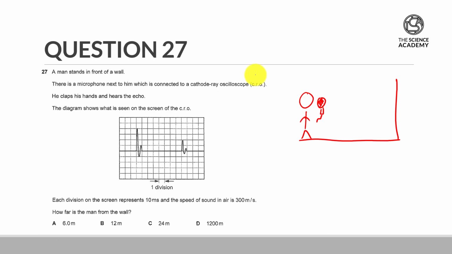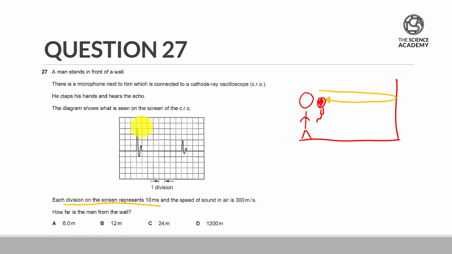And the question tells us that he claps his hands and he hears the echo. So this would mean that the sound is going to travel to the wall, bounce back, and then travel back to him and the microphone. So the diagram shown is what the man sees on the CRO. And we are told that each division on the screen represents 10 milliseconds.